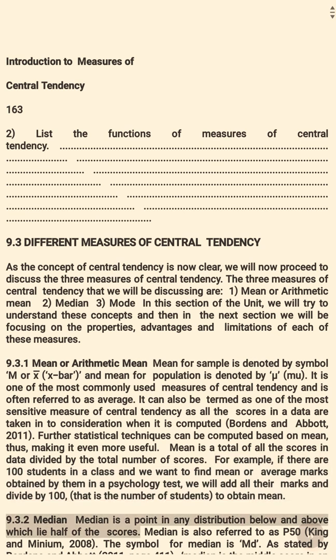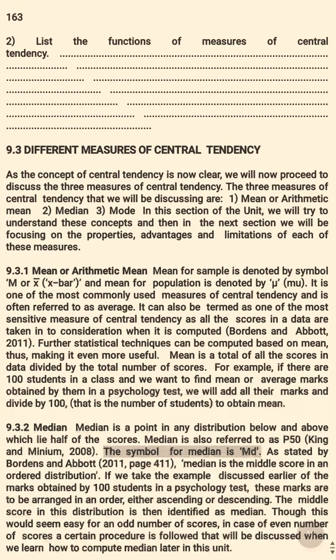9.3.2 Median is a point in any distribution below and above which lie half of the scores. Median is also referred to as P50 (King and Minium, 2008). The symbol for median is MD. As stated by Bordens and Abbott, 2011, page 411, median is the middle score in an ordered distribution.